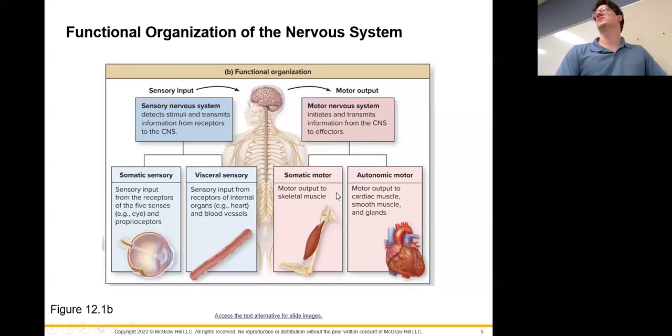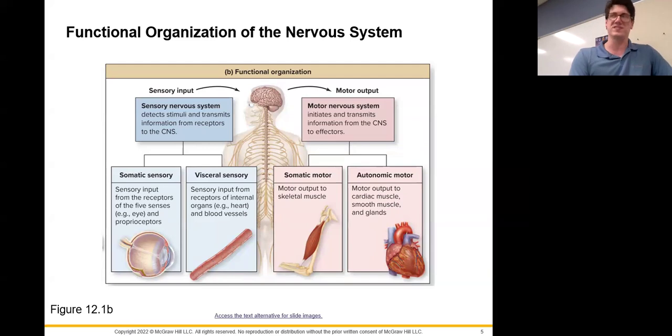Now, as far as motor stuff is concerned, this is going to be the portion of the nervous system that's going to cause something to happen, whether it's telling a muscle to move or telling your heart to slow down or speed up, telling a gland to secrete more of something or telling a gland to stop secreting something. All of those are going to be examples of autonomic, okay? So cardiac muscle, smooth muscle, glands, things that you cannot exert any sort of conscious control over, like I can't tell my heart rate to slow down, I have to do it a different way. That is an example of using my autonomic motor nervous system, okay, or my autonomic nervous system.